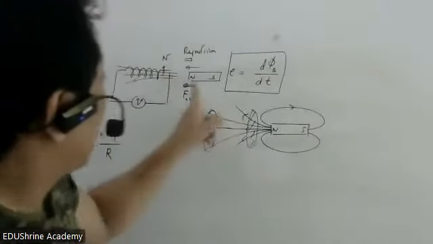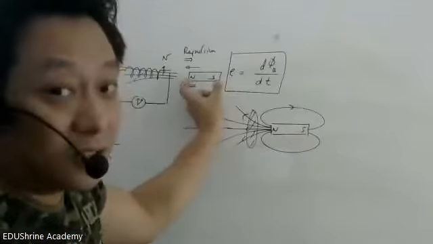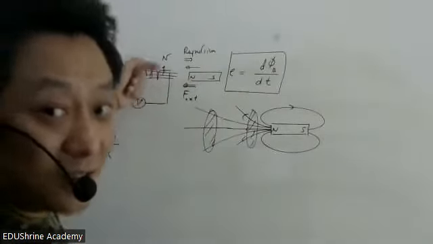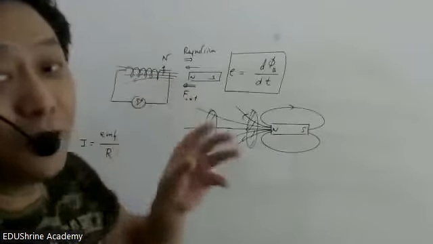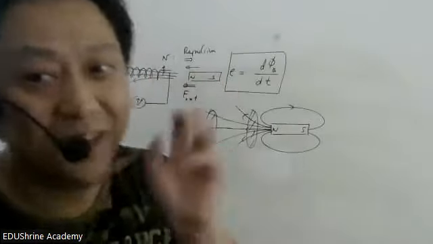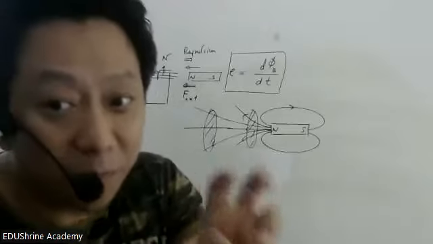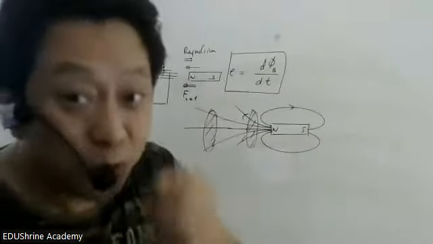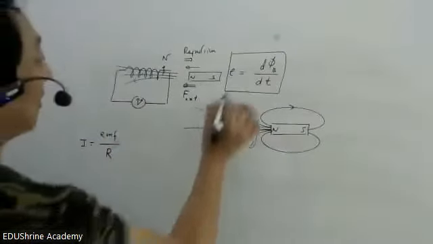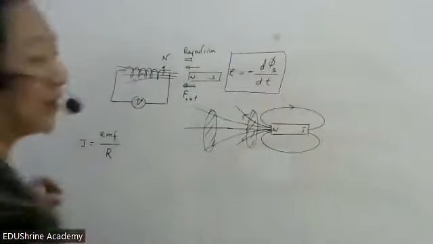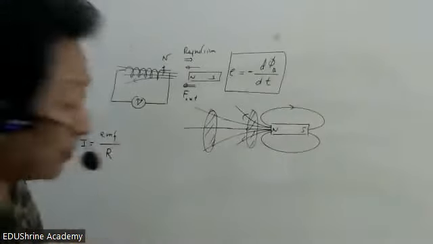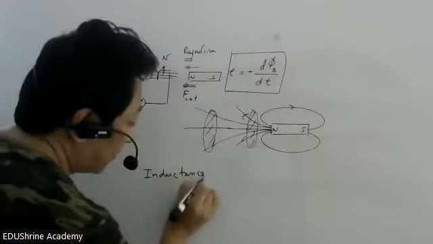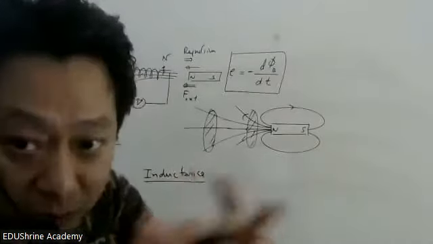Therefore, students, whenever you create a change in flux, the current which is induced here, the EMF which is induced here, will always oppose the change in magnetic flux. To show that opposition, we put a minus. That's it. Then finally, how do you bring the concept of inductance in the story? How do I bring inductance?